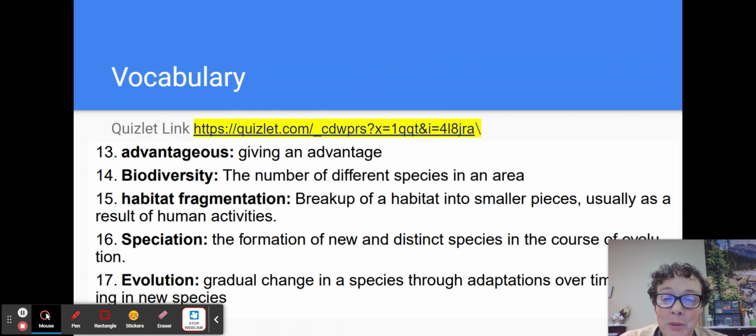More vocabulary terms. These terms, again, are terms you're going to see on Interim 1, so please make sure you're familiar with them. Advantageous, biodiversity, habitat fragmentation, speciation, evolution.